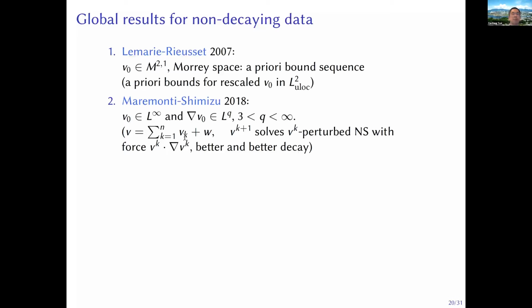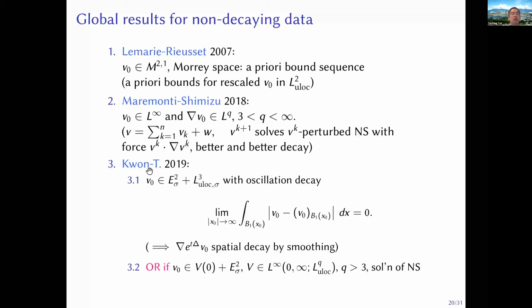And the third result is by Han Zhu and me last year. Our condition is that V0 should be in E2 sigma plus L^3 uniformly local. So this part here has no decay, but we require enough regularity, so it's at least L^3 uniformly local. And then this plus a decaying part in E2 sigma. This part is okay, and this is a new part, where we require oscillation decay.